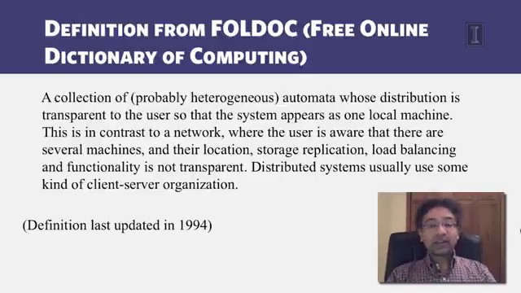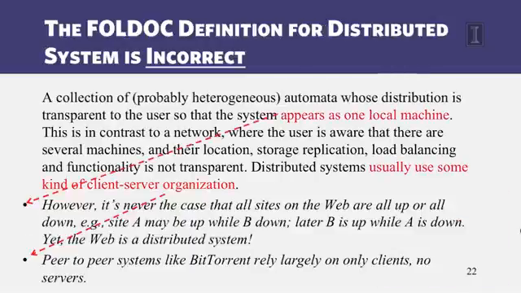I claim that this definition is wrong. It's just wrong. In fact, there are two mistakes in this definition. The first mistake is that the definition says that a distributed system, a collection of machines, appears as one local machine. If this is true, then the web is not a distributed system. For instance, on the web, it's often the case that a website A may be up while a different website B is down, and at a different point of time, website B is up while website A is down. It's never the case that both A and B are up or both are down. So these two web servers do not appear as one local machine, yet the web is a distributed system.